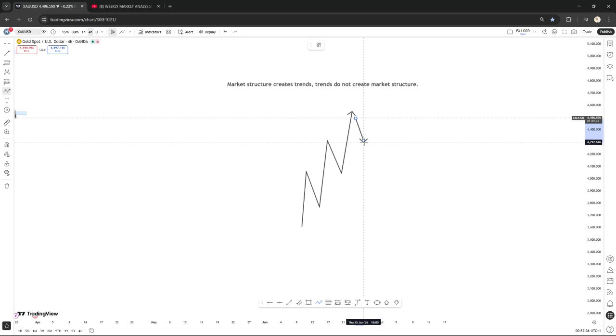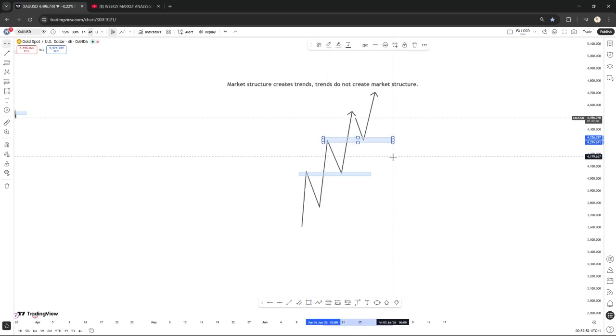You wait for this correction. So once the market corrects, then you look for entry and you buy to the upside. These are levels where the market will come back to. So you're going to wait for the market at these levels.